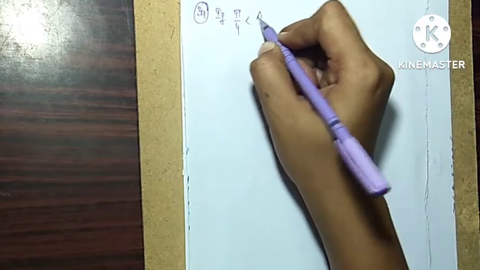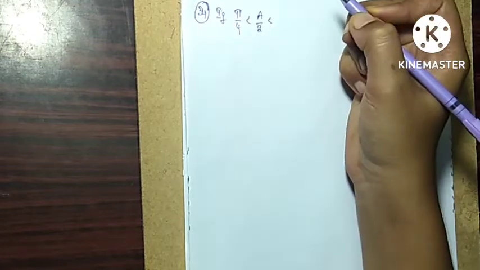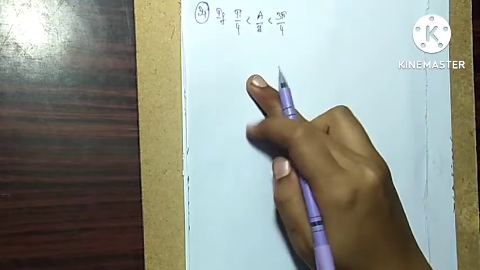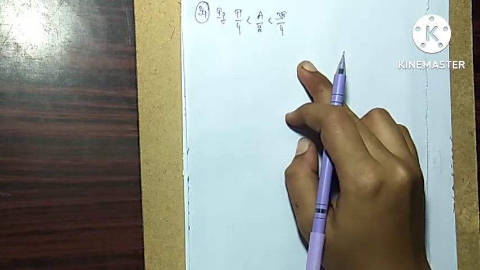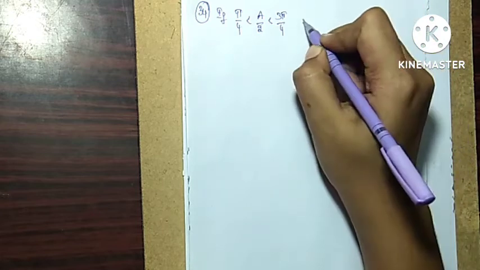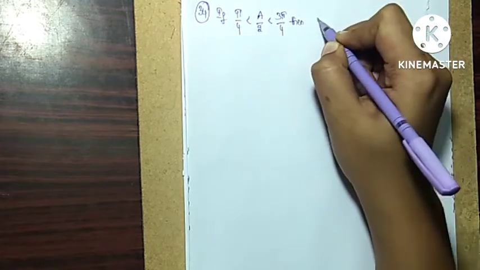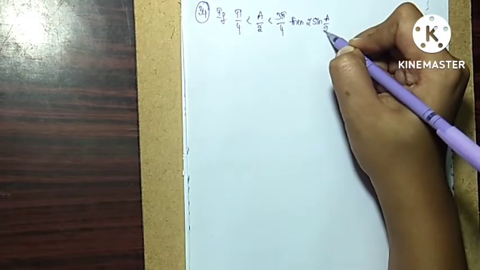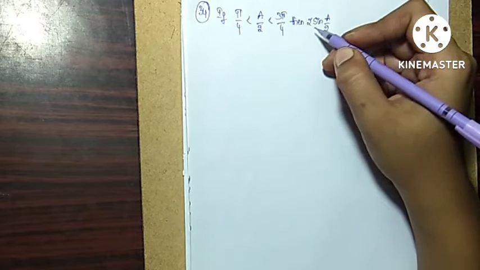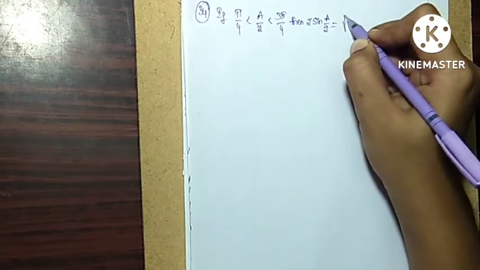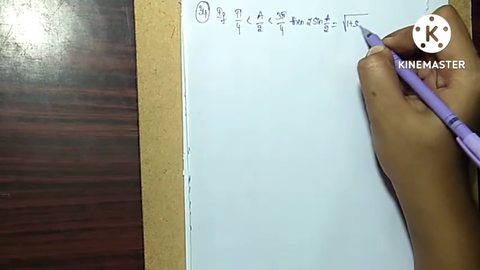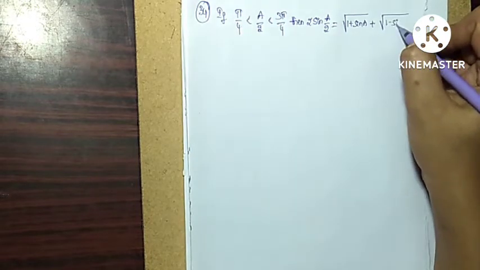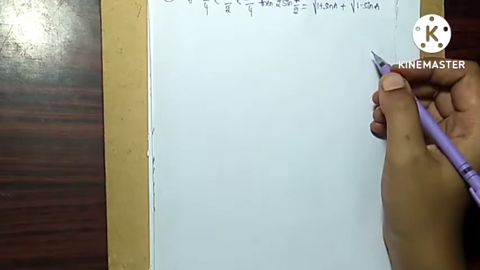45 degrees is less than a by 2 is less than 3 pi by 4. If pi by 4 is less than a by 2 is less than 3 pi by 4, then 2 sine of a by 2 is equal to root of 1 plus sine a plus root of 1 minus sine a. This is the most important formula.